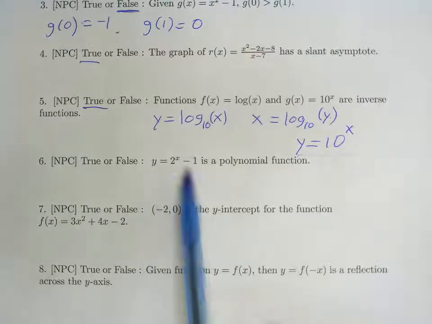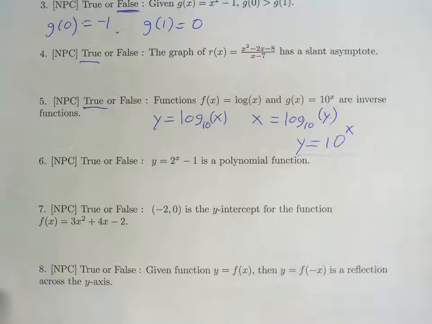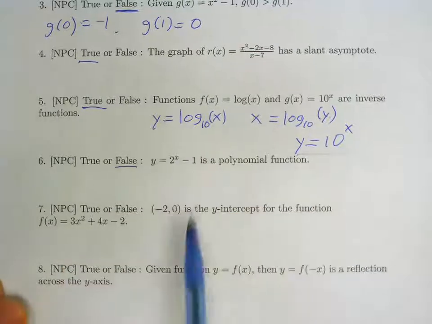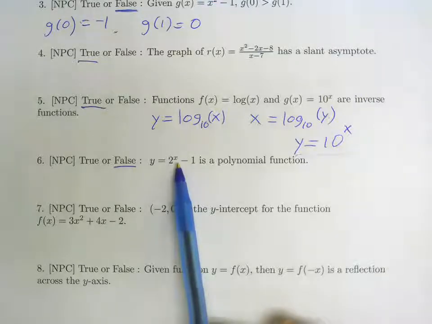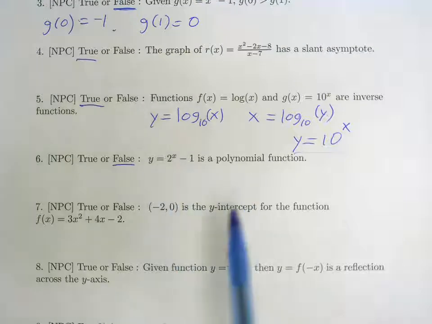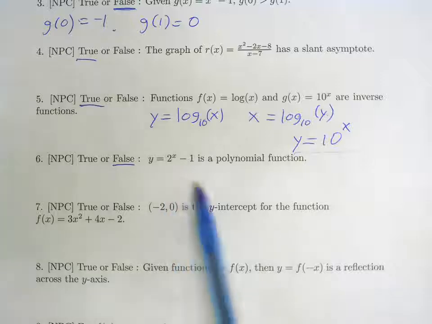Number 6, true or false? Y equals 2 to the x minus 1 is a polynomial function. This is false. This is an exponential function. If the domain variable is in the exponent, then it's an exponential function, not a polynomial.